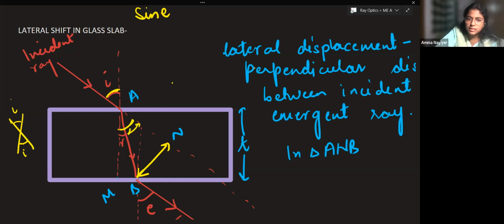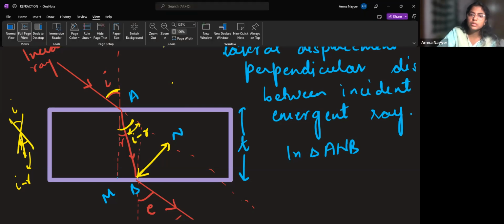This angle will be i minus r only. This complete was i. From here, r has been taken. So the leftover will be i minus r. Let's say total was 30 degrees. 15 degrees I have taken. So 15 degrees will be left. This part is clear, why this angle is i minus r. Now we are focusing on this i minus r.